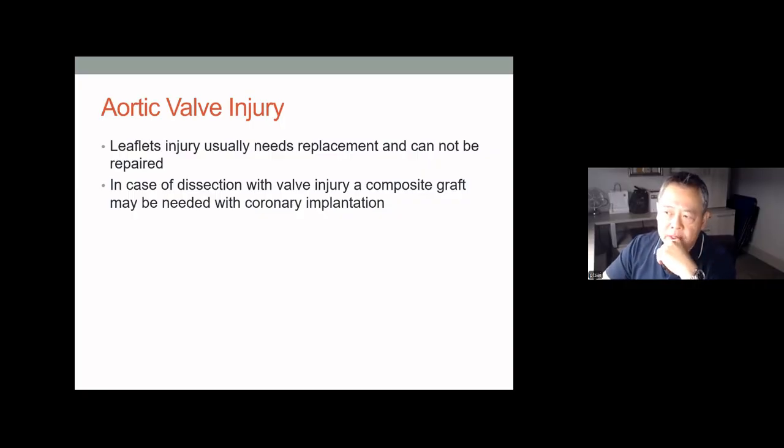Leaflet injury, if you do see that, usually needs replacement and cannot be repaired. Again, in an acute setting, you don't want to be puttering around trying to repair, and then the repair fails and you still have severe AI. Then you go back on pump, and it's a prolonged pump run. Replacing it quickly would be the best choice. And then, as we alluded to earlier, in case of dissection with valve injury, a composite graft may be needed with coronary implantation, like a Bentall.